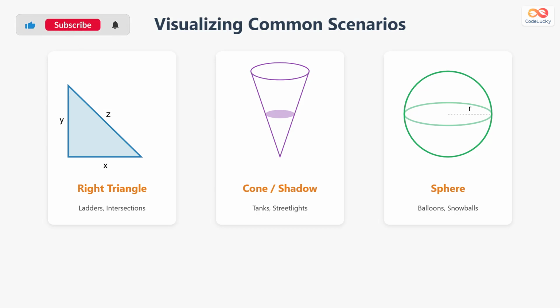You will often see the same few shapes appear. Right triangles are used for ladders and moving cars, utilizing the Pythagorean theorem. Cones and shadows often use similar triangles. Spheres and cylinders use volume and area formulas. Recognizing the shape tells you which formula to grab.